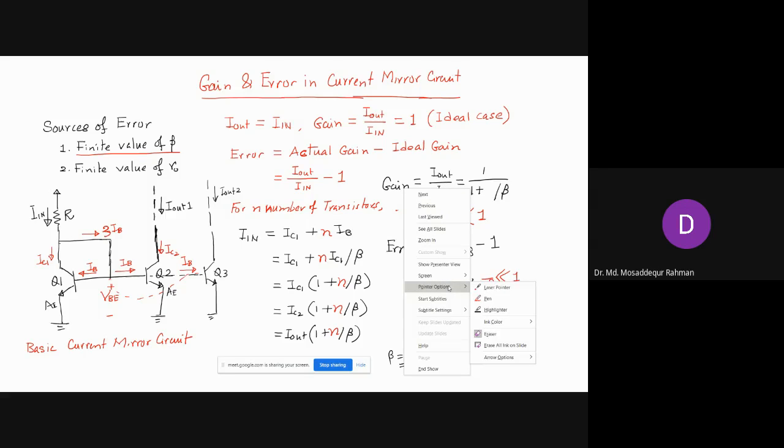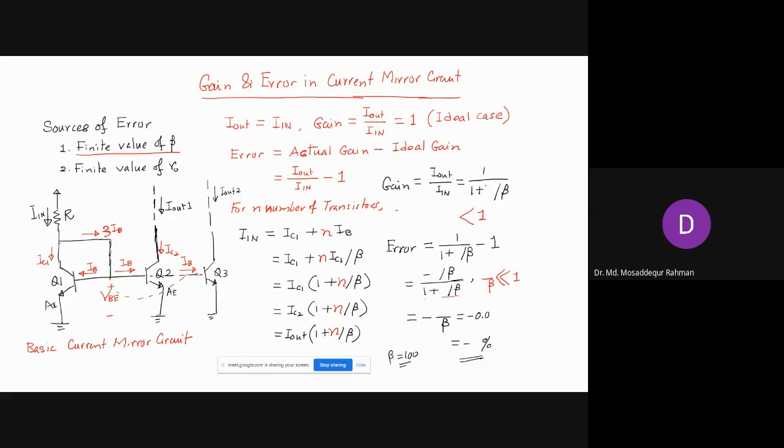So write n here. That will be the gain. That will be the error, as n by beta is much smaller than 1. N by beta, and that will be n percent, right? So, any question, guys?